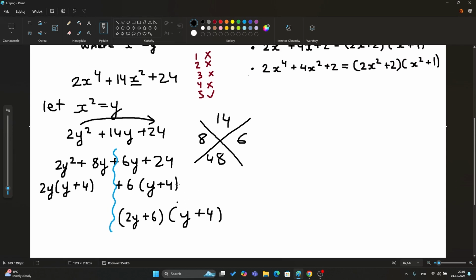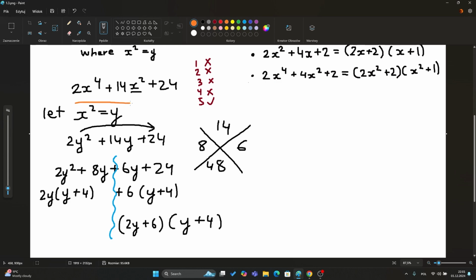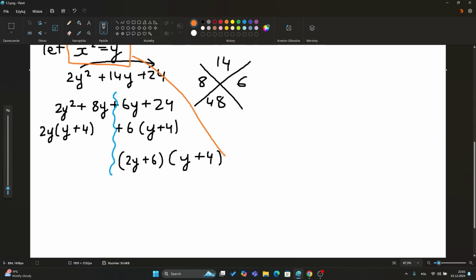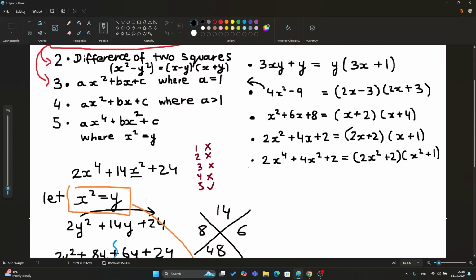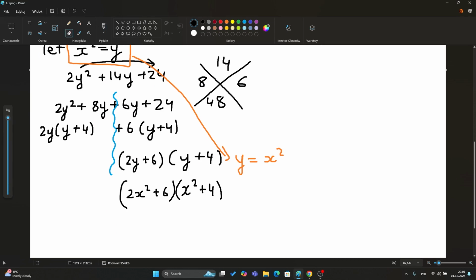But because we replaced x squared with y, now we have y equals x squared. So what happens here is we just replace the y's with x squared to get the following answer. And that's it.